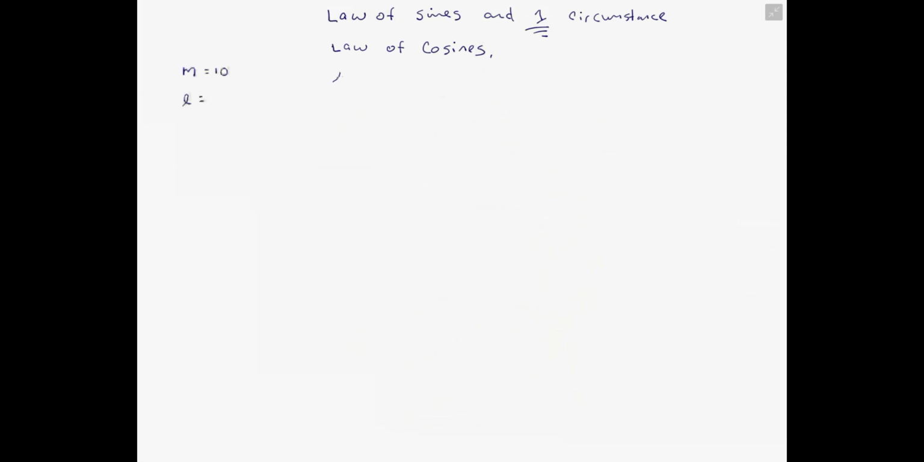I started out with M equals 10, and then L on sine 80 equals M, or 10, on sine 20. Because when you have an isosceles triangle where the base angles are 80 and 80, then you've got 160, so that top angle's got to be 20. That's the reason why I use sine 20. That peak angle is 20.